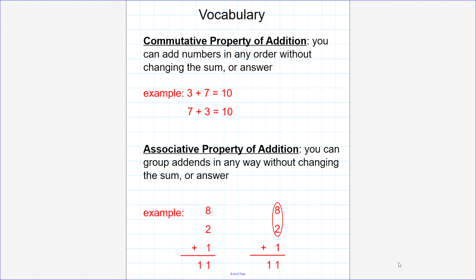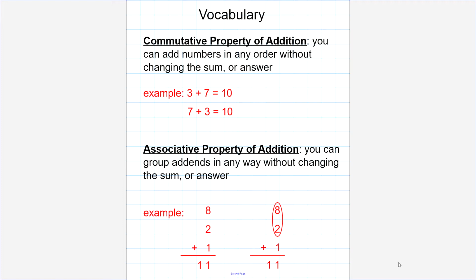We're also going to talk about the associative property of addition. The associative property of addition tells us that you can group addends in any way without changing the sum or answer. Take a look at our examples. You can see that we're adding the numbers 8, 2, and 1.